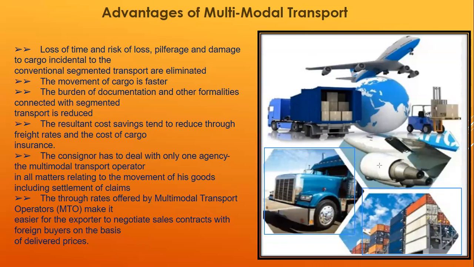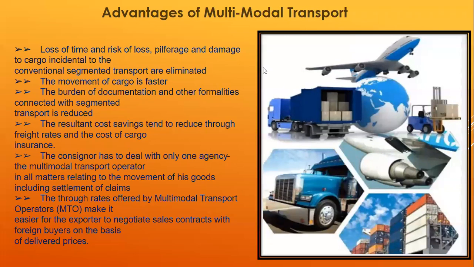Then again this container will be unloaded at the seaport. Then it will be loaded on the ship. Then the ship will deliver this container to the destination. Then again the same process, from the port of discharge to the factory, road transport may be used. So this is multimodal transport, which we have understood with an example.